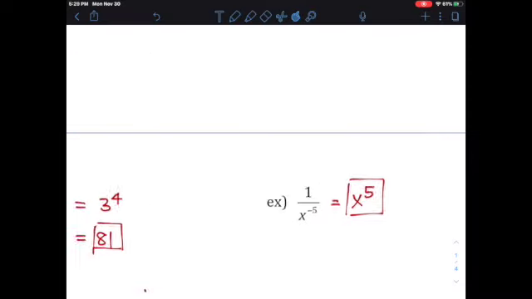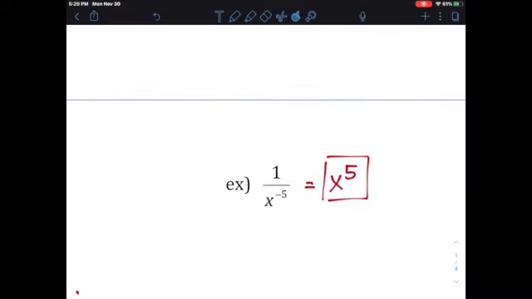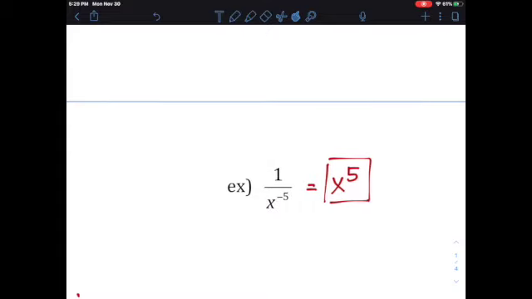Okay, looking at the next one, it's a letter in the bottom, in the denominator. So when you flip it to the top, it's going to be x to the 5th power, negative sign gone. And since it's x to the 5th power over 1, you can just get rid of the 1.